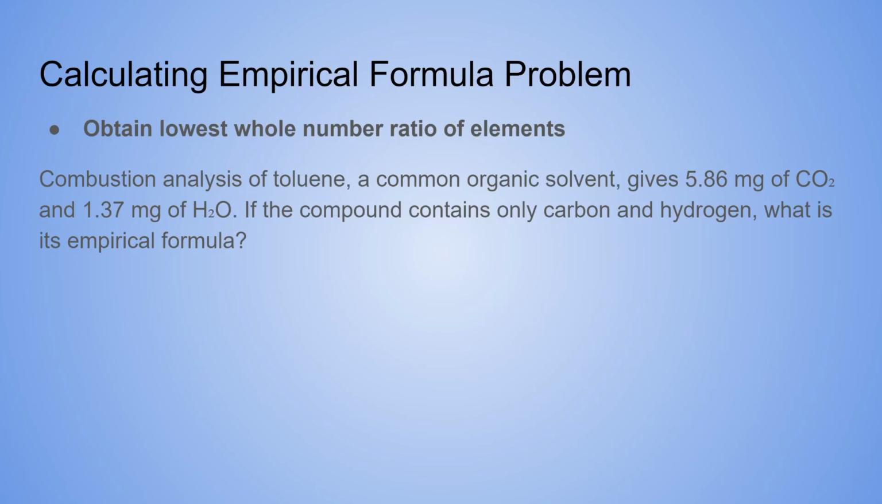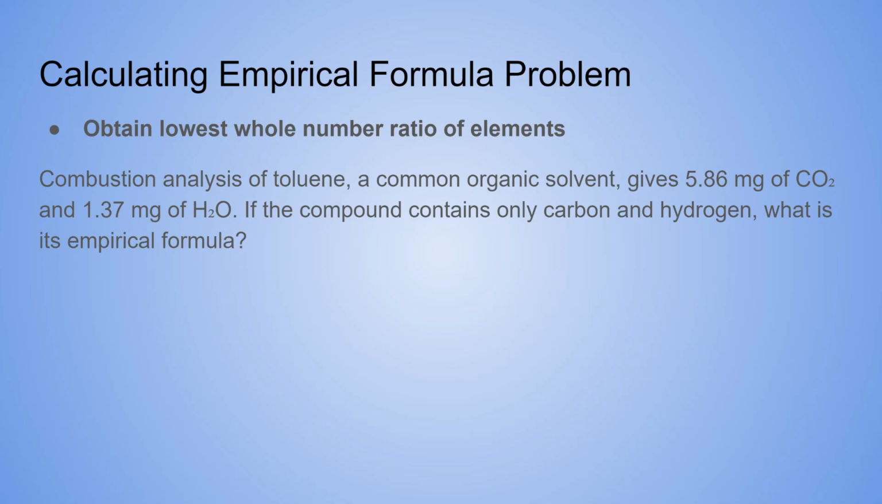Okay, so we're going to go through a problem of how to calculate an empirical formula. Like I said, it's just to obtain the lowest whole number ratio of elements within that compound. So we're going to go ahead and go through this first problem. Combustion analysis of toluene, a common organic solvent, gives 5.86 milligrams of carbon dioxide and 1.37 milligrams of water. If the compound contains only carbon and hydrogen, what is its empirical formula?